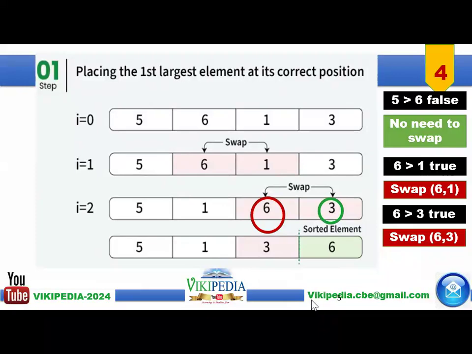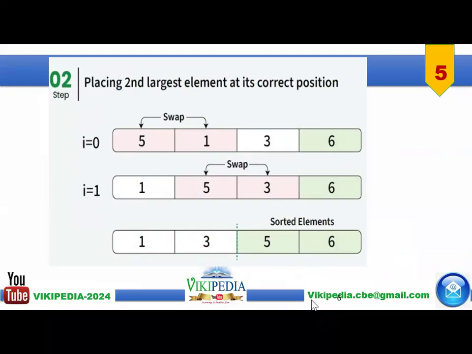Here you can look at it: the last element is in a sorted position. Now the unsorted elements are the first three elements, where you have to go to the second pass. Now we are in step 2, placing the second largest element at its correct position. Again, we will start from scratch, from the default i equal to 0 position and its immediate neighbor position.